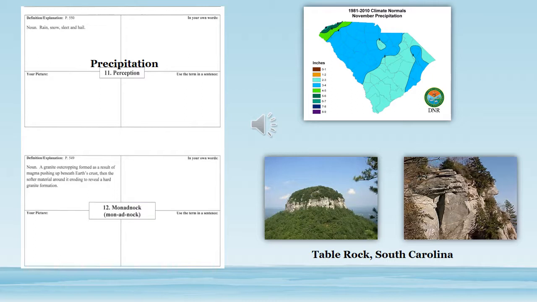I put over here a visual of a study that was done from 1981 to 2010 of the November precipitation. Did I say that right, my lovely students? Precipitation, gotcha, thank you, that the Department of Natural Resources did. If you look right there, Edgefield County is in the blue area. And so from that time period in November, we had between 3 to 4 inches of rain or precipitation.